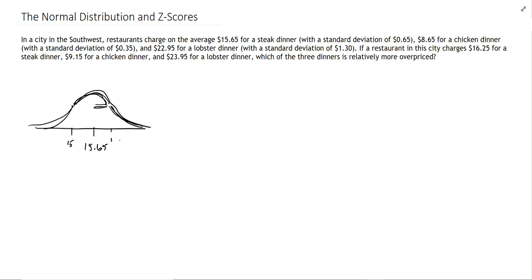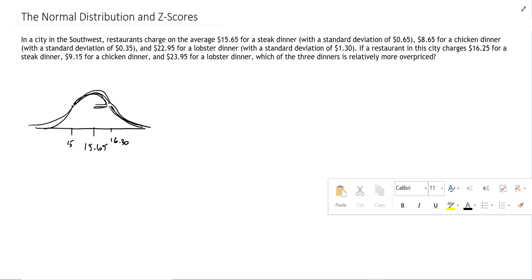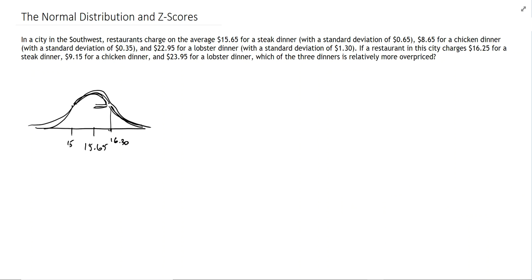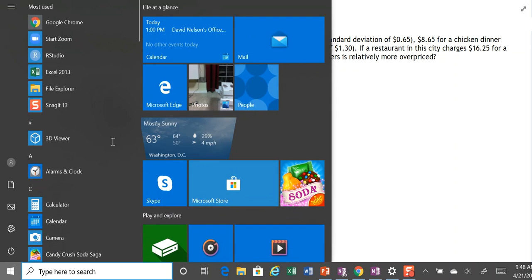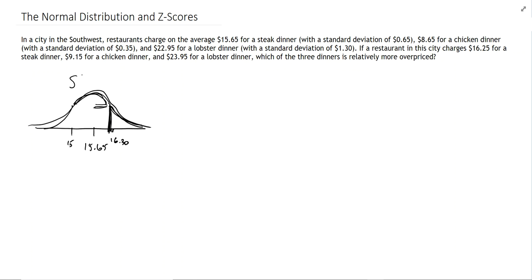What would it be? $16.30, I think. And then what we're looking at, we've got one that charges $16.25, so that would be right in this area. For our steak dinner, our $16.25 is going to be just a little bit to the left of that $16.30. Maybe it's a little too close there, but this is the steak dinner.